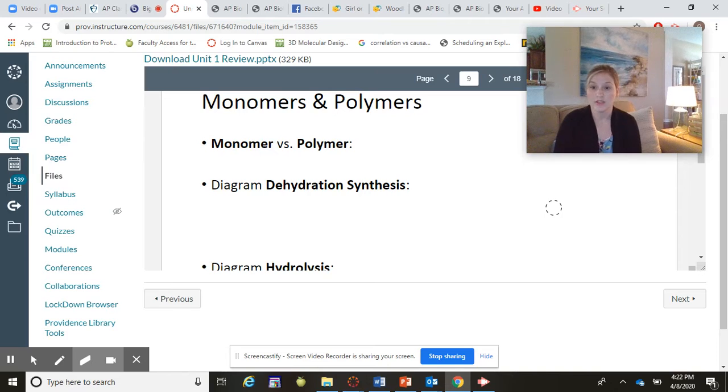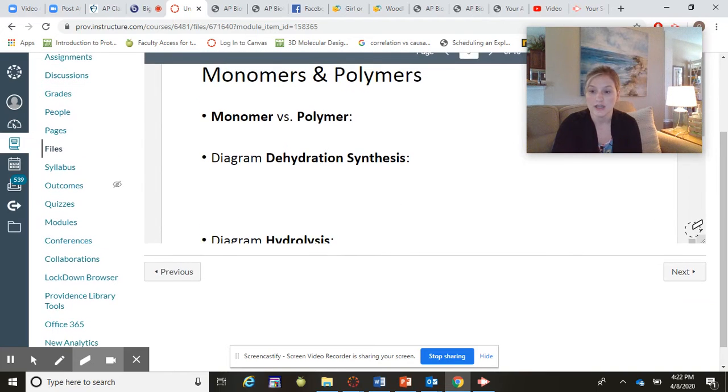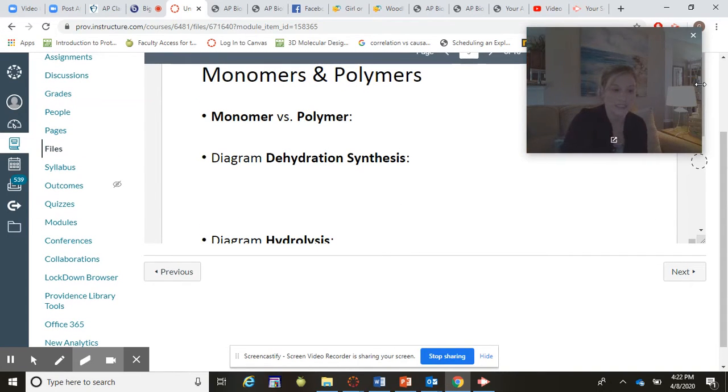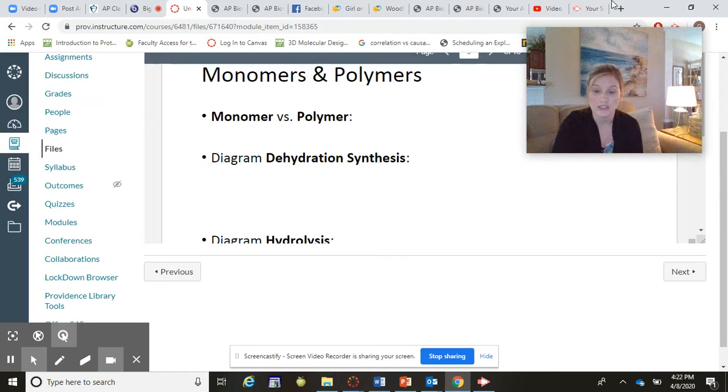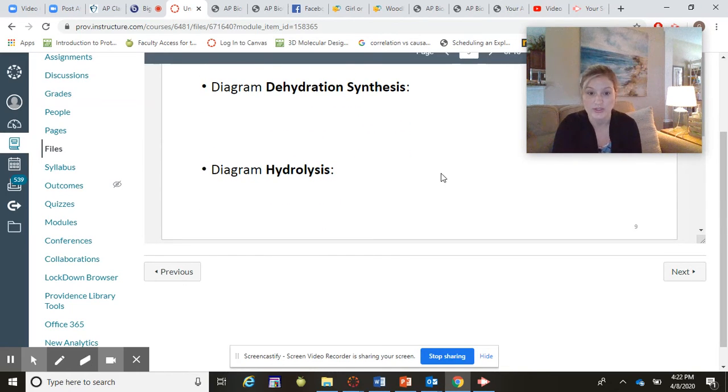So to form a molecule, you remove water, and to break a molecule, you add water. So hydrolysis: hydro is water, and lysis is like to split. So hydrolysis is using water to split, and that's how we would break down these large organic molecules. Whenever it's time to make large organic molecules, we would use dehydration synthesis, and when it's time to break them down, we would use hydrolysis.